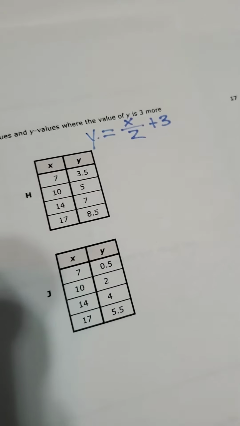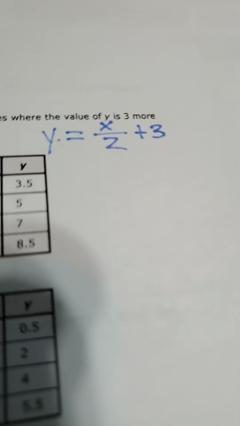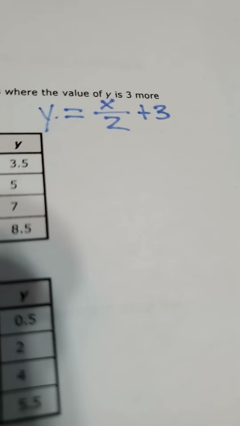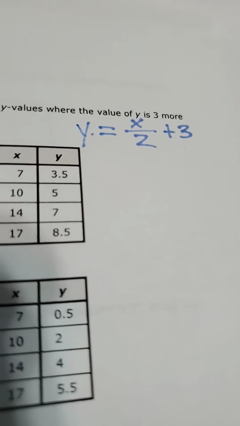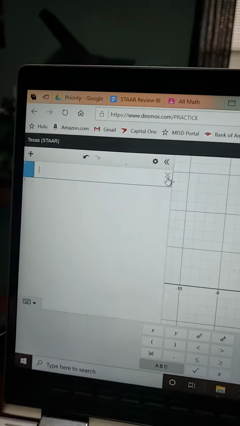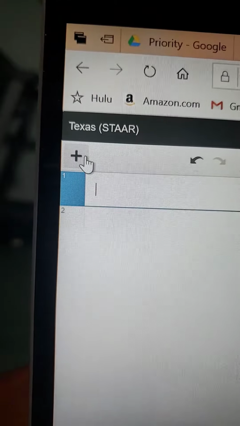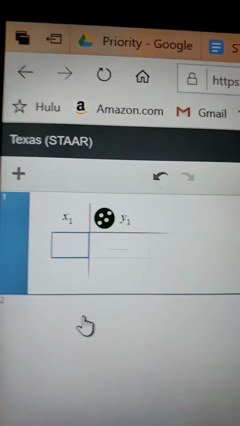This one says which one gives you the right points. So this is what I'm looking for. You can absolutely do this one on Desmos, okay? So what I would do is I would go ahead and pull up Desmos, and I would add a table. Below my table, I'd go ahead and write my correct equation in.